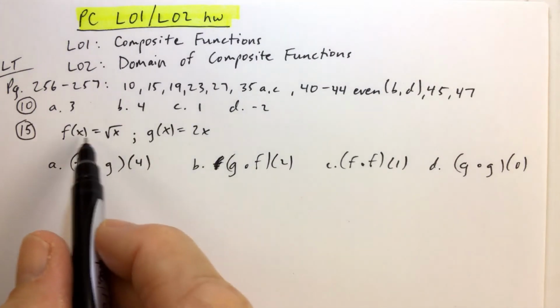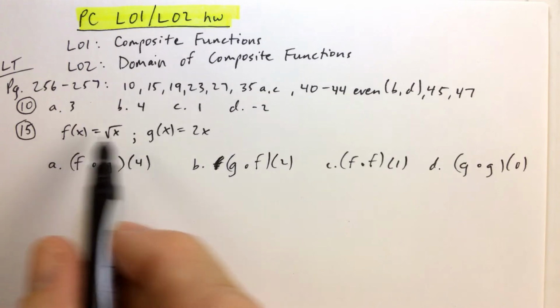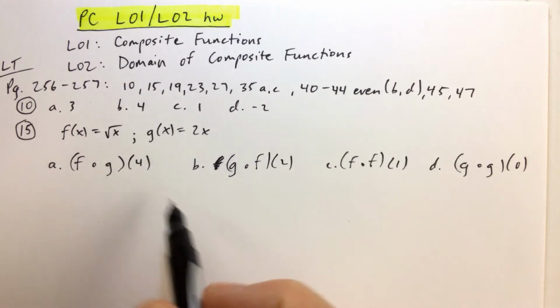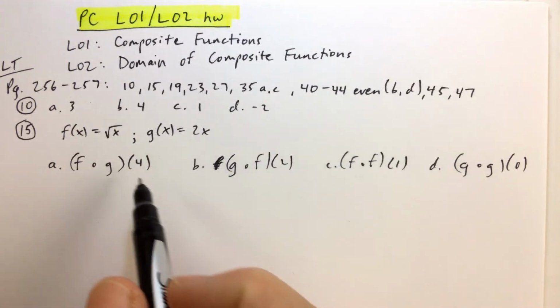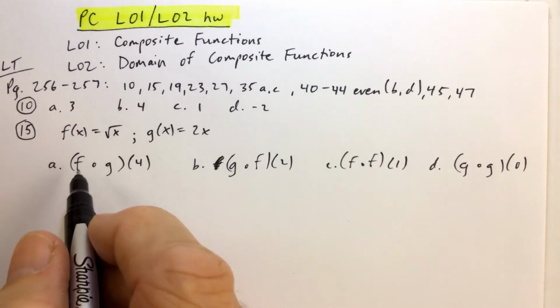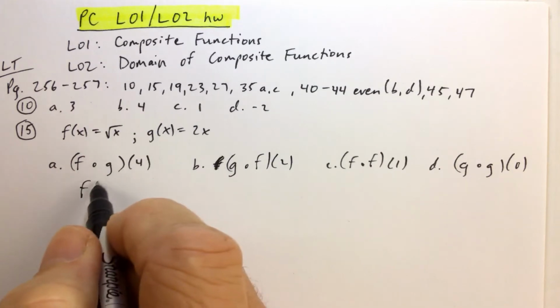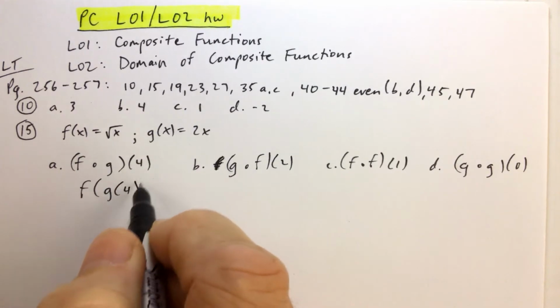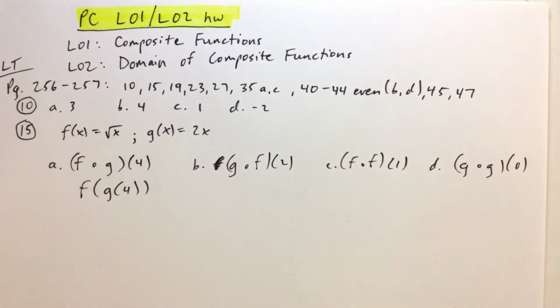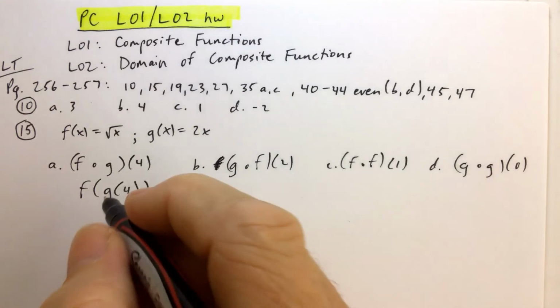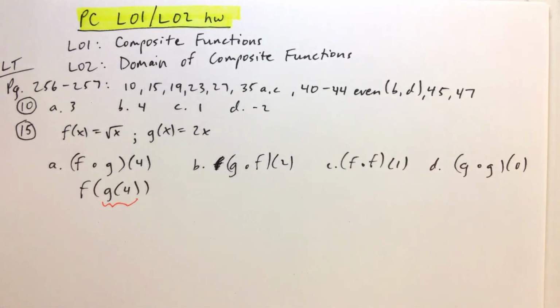For problem 15, we're given two functions, f of x and g of x, and we're asked to find four different values. So the first value we're trying to find here is f of g of 4. And when we deal with multiple sets of parentheses, we always want to work from the inside out. So first we're going to find g of 4.